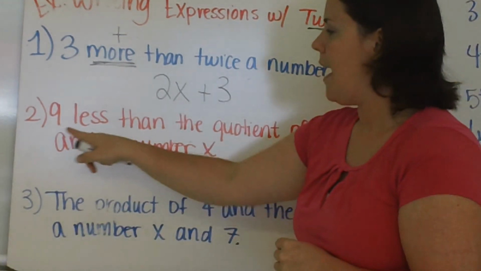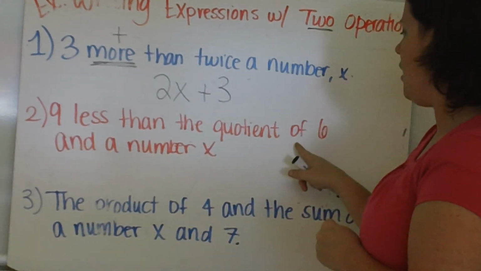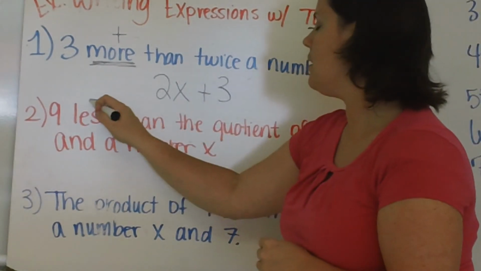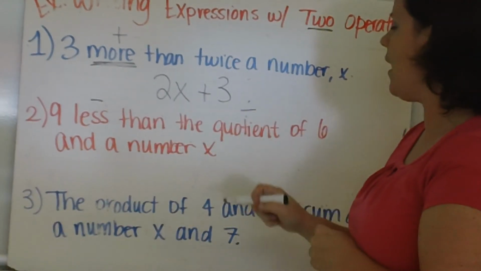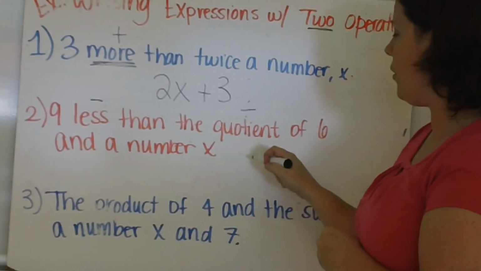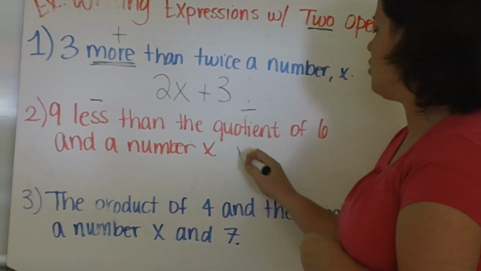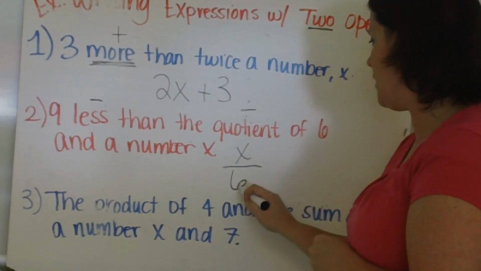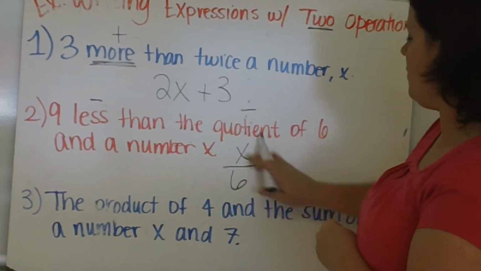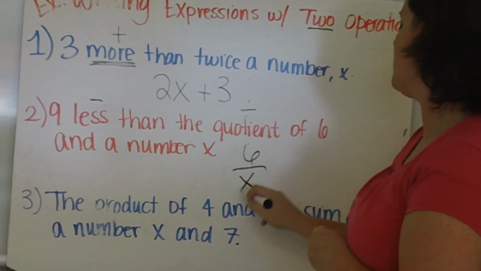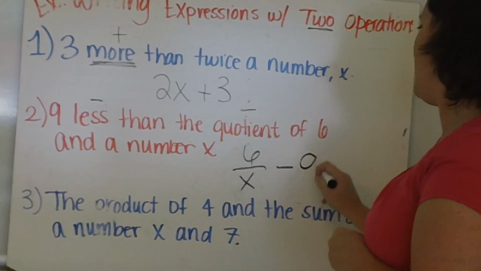Okay? 9 less than the quotient of 6 and a number x. So less is minus, quotient is divide. So it'll be x divided by 6. Oh, sorry, I had that backwards. Quotient of 6 and a number, so 6 divided by x, and then it's 9 less.